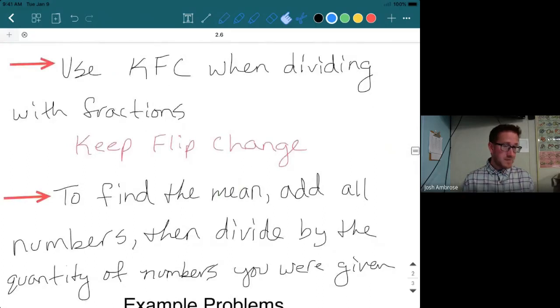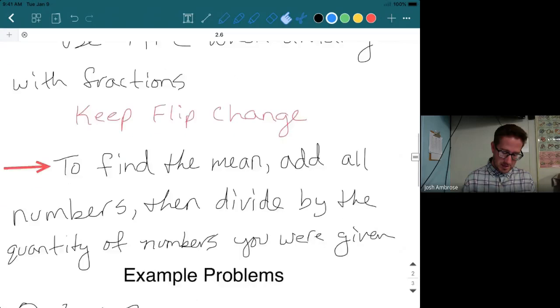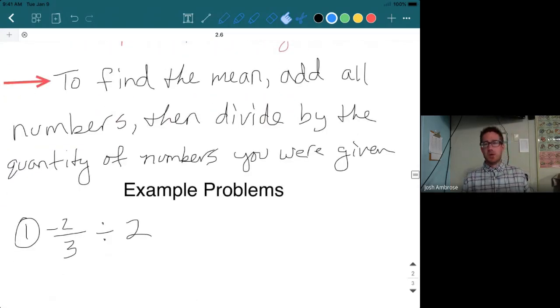Now, one of my personal favorites here, use KFC when you are dividing with fractions. K, keep. F, flip. C, change. Use KFC. I'm going to show you what that looks like in a couple example problems coming up here, but that's the main thing that I use when you're dividing with fractions. Use KFC.